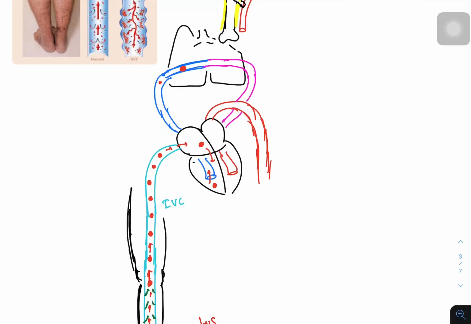So when there is obstruction by a thrombus, what will happen? Can the oxygen be delivered into the lungs? Can the carbon dioxide be exhaled out through the lungs? No. So there is no carbon dioxide expiration.